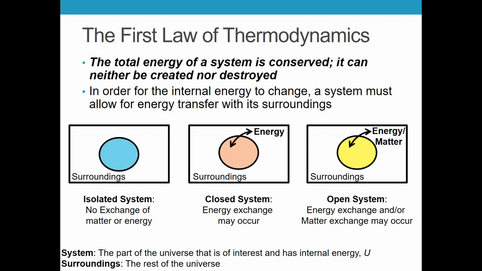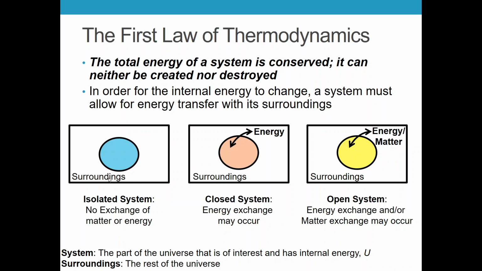Okay, the first law of thermodynamics states that the total energy of a system is conserved. That is, it cannot be created or destroyed. So if there's an energy change, that energy has to go somewhere. Energy is not created or destroyed. It is constant. Now, if we view this in different ways, we have three different systems that we can define.